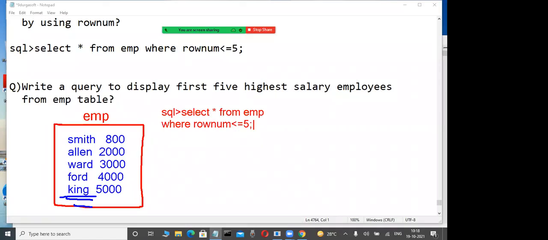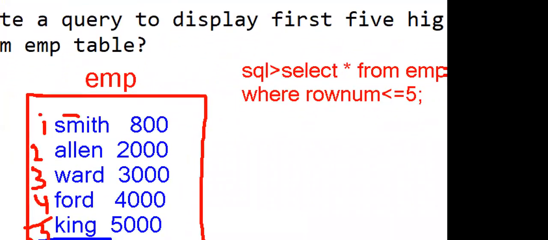Internally some type of mechanism is there, based on that, numbers 1, 2, 3, 4 are assigned. Then for the first 5 rows, where row num is less than or equal to 5 works. Okay, fine. But I don't want it like this. I want to display the first 5 highest salary employees, and row num doesn't know which one is the highest salary and which one is the lowest salary. Row num only works based on some mechanism, which we will learn tomorrow. Based on these numbers only it is working.